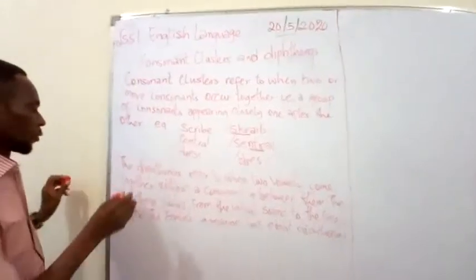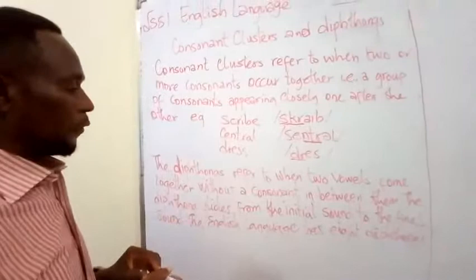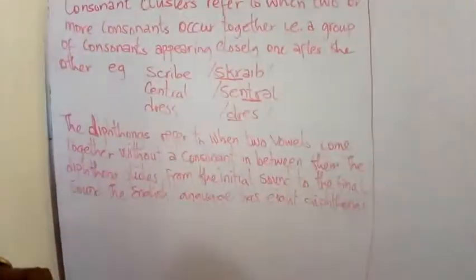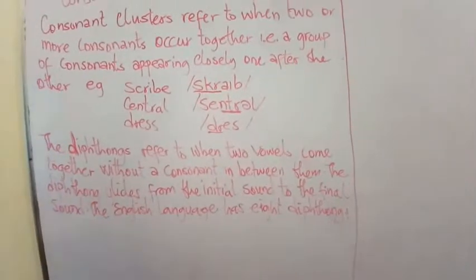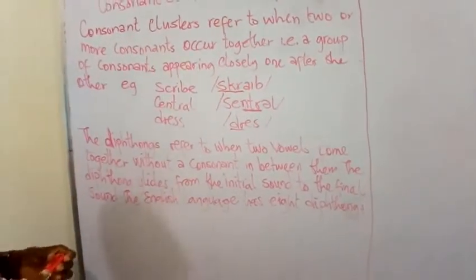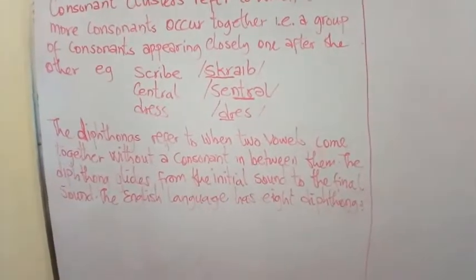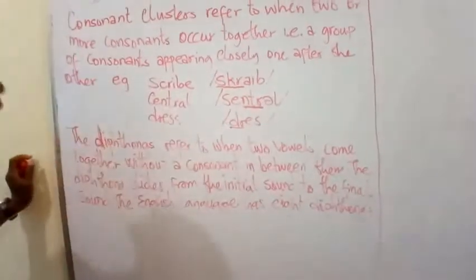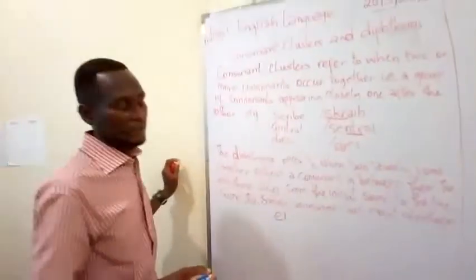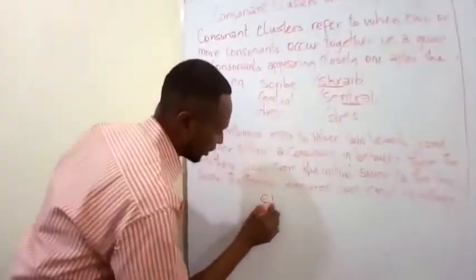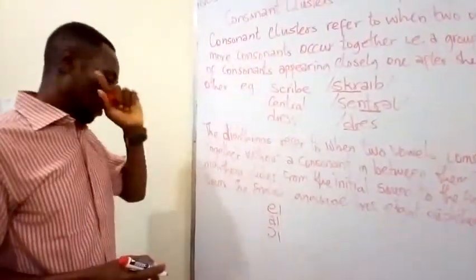Now this one, the diphthongs, refers to when two vowel sounds come together to make one sound. When two vowel sounds come together to make one sound, we call it diphthongs. For instance, let me equally give an example. This one, we're going to see it again. These are all diphthongs.